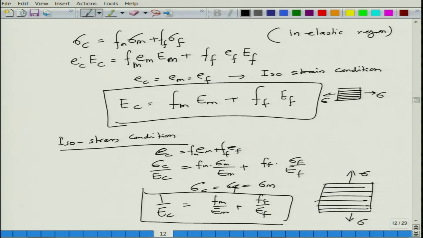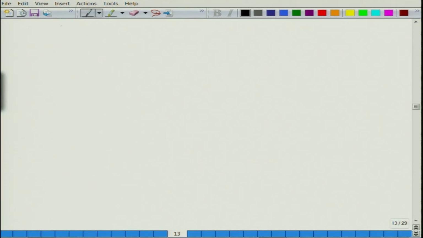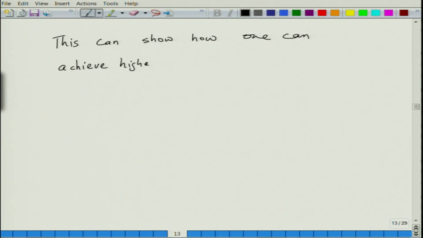As we will do in the next lecture, this can show you how one can achieve higher modulus, and the exercise we will do in the next class.